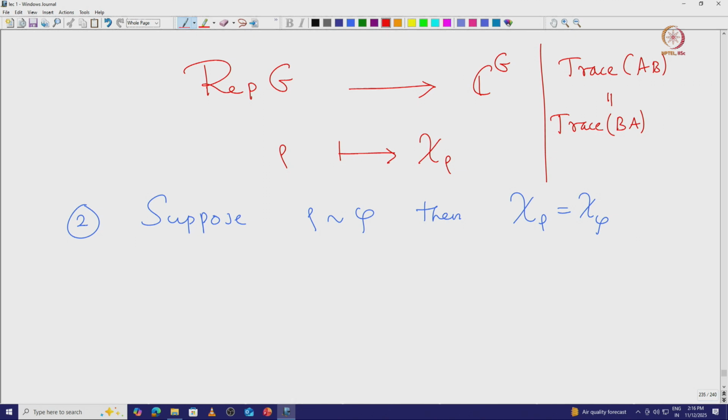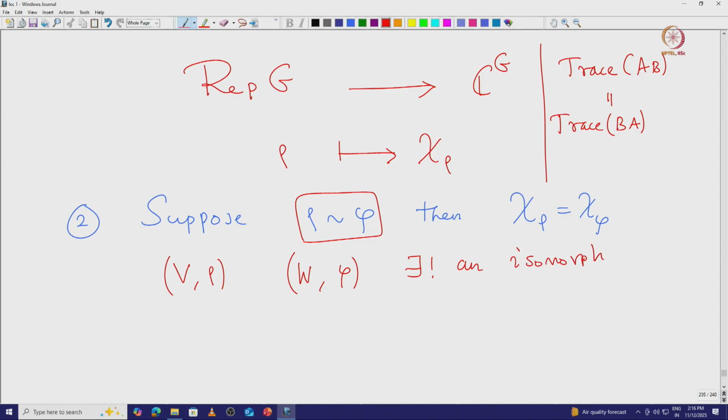We just use this observation about the trace function in order to prove this result. Let us recall the meaning of equivalence of representations. Let us say (V, rho) is the representation, or V is the representation space for rho, and similarly W is the representation space for phi. Equivalence of representations means there exists an isomorphism, let us call it T, from V to W, such that it commutes with the action of G.